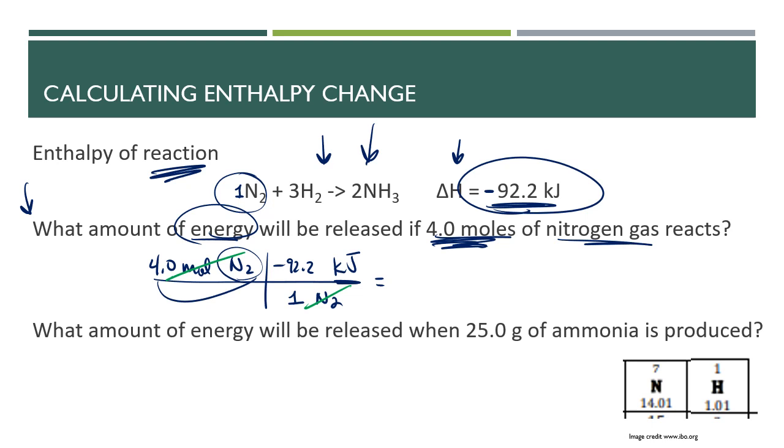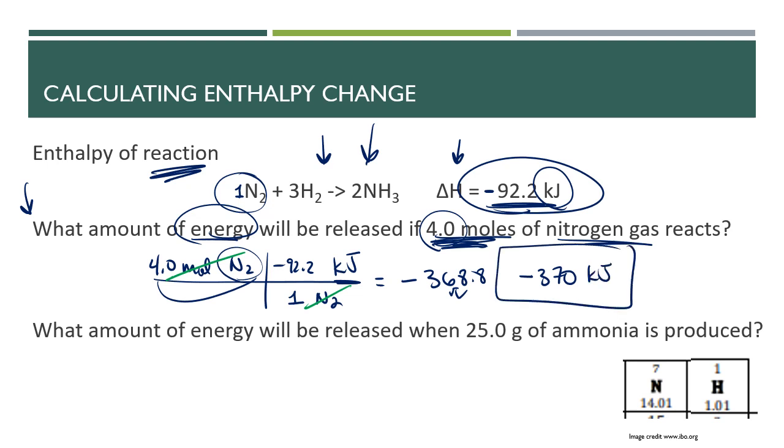4 times negative 92.2 is going to give me a negative 368.8. We're going to go ahead and check our sig figs. We get to keep 2, so that 8 is going to turn that 6 into a 7, negative 370 kilojoules will be the enthalpy change if I have 4 moles of nitrogen gas reacting. This makes a lot of sense because if I have 1 mole of nitrogen gas, I get 92. If I have 4 moles, I should get 4 times that. I should get negative 370 kilojoules of energy as that enthalpy change. Good?